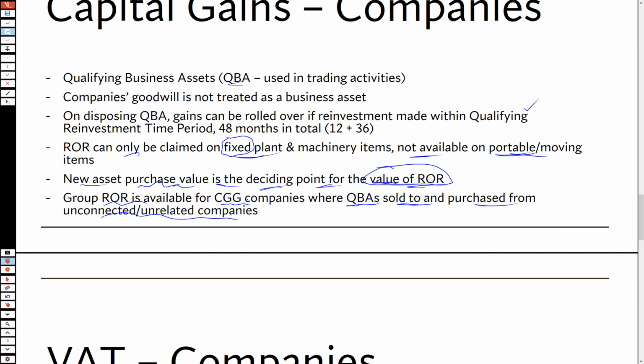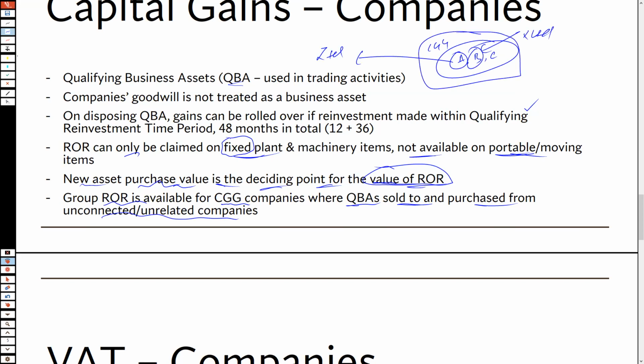Company A, B, and C are in the same capital gain group. Company A disposed of its asset to an unconnected company named Z Limited. And company B in the group purchased a business asset from X Limited. You can see A, B, C are in the same capital gain group. In this case, all these companies are in the same capital gain group, so the same rollover relief concept is applicable between A and B. For CGG purposes, these companies are considered as a single unit, as a single company. In this case, both companies would be able to claim the rollover relief.